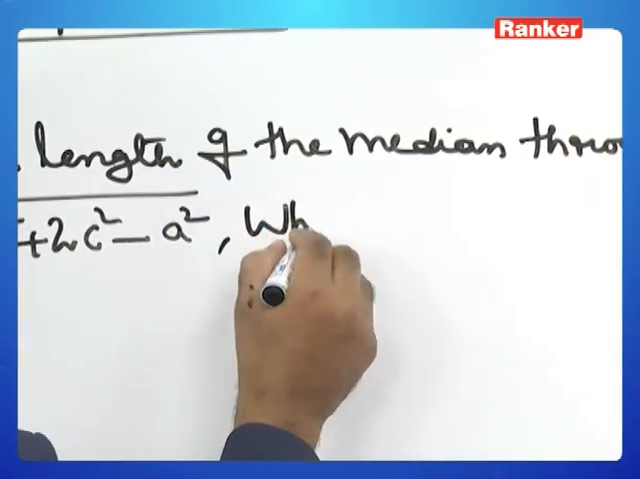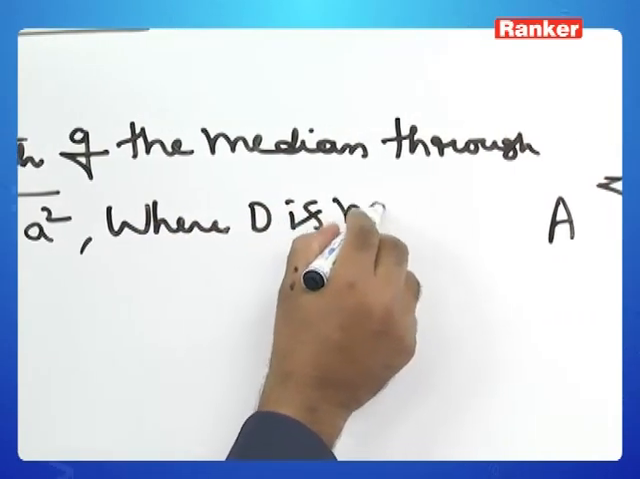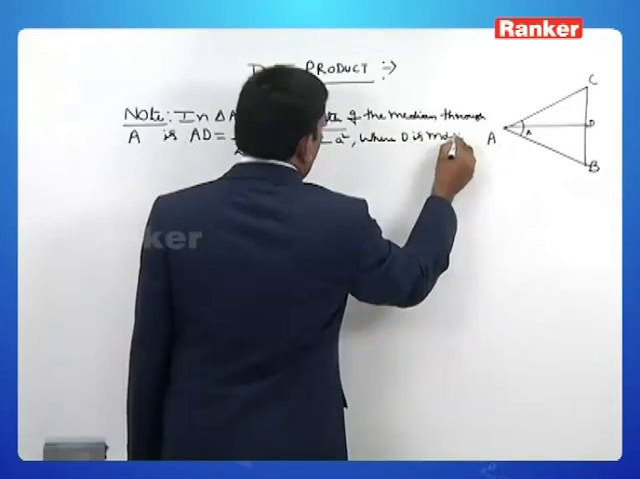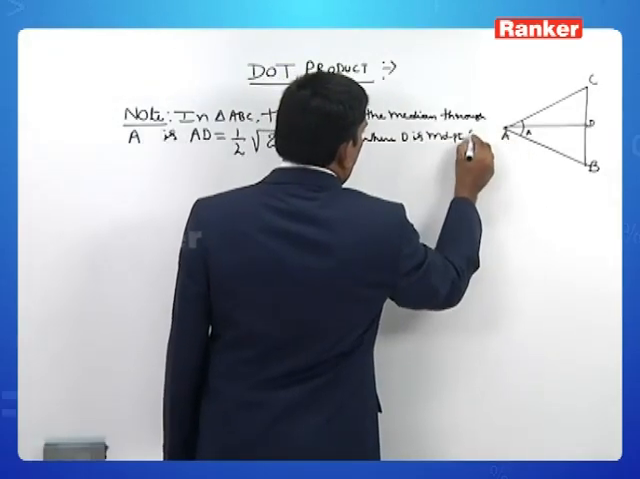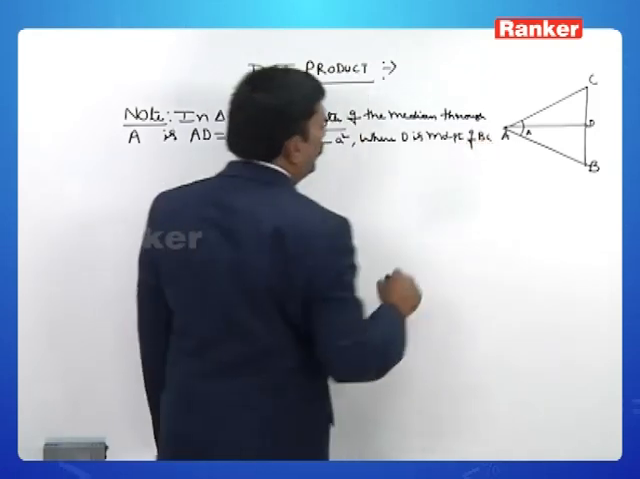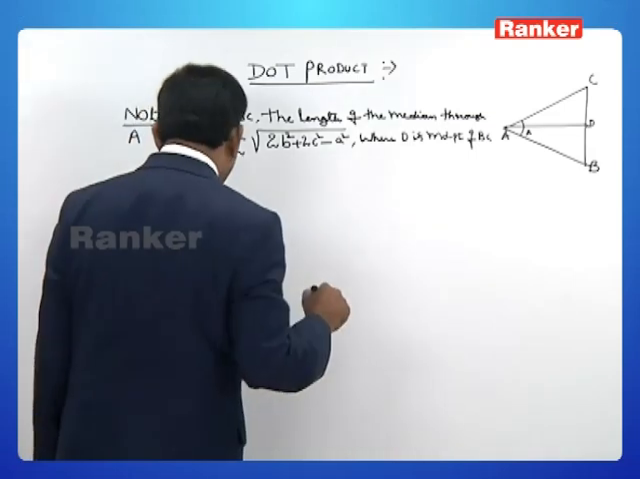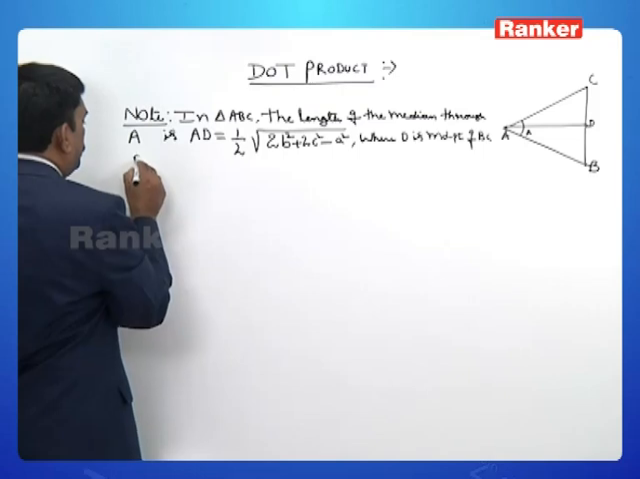where D is the midpoint of BC, midpoint of BC. Right.